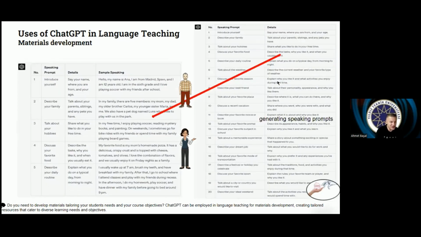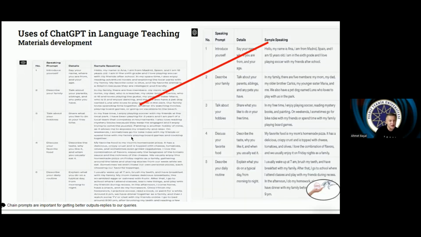In terms of material development, ChatGPT can give you some speaking prompts. Okay, introduce yourself. In the class, you can give some speaking activities to the students. Introduce yourself. The next one, describe your family. The next one, talk about your hobbies, details of the work, okay? And also sample speaking. It comes from here. And also, if you want to show an expanded version of the example to students with chain prompts, you can get this one, okay?